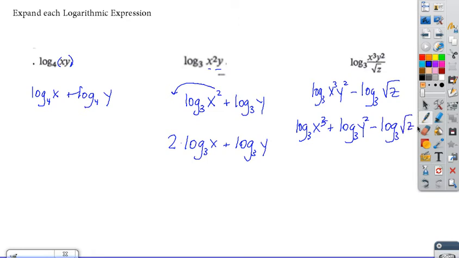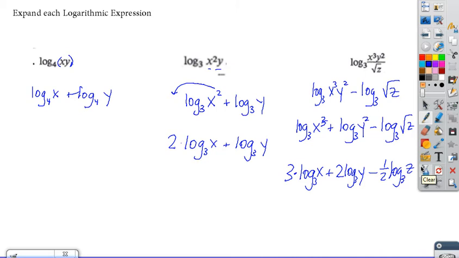And then the last step would be to bring the powers down in front. So the 3 power is going to come out in front. So 3 log base 3 of x plus 2 log base 3 of y minus 1/2. Don't forget, a root is an exponent. Log base 3 of z. So that would be your expanded form.